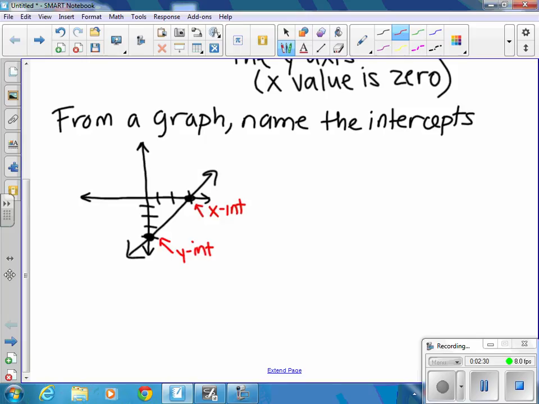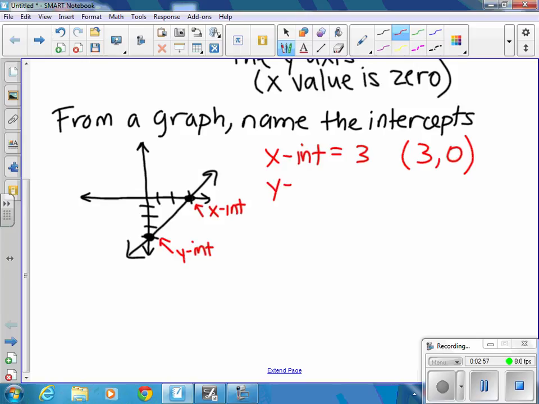Now, when a set of directions or a problem asks you to identify the x and the y-intercept, you do have to write them in one of two ways. You can write x-int equals the number that it is. Because this x-intercept is at 3, the x-intercept is 3. The other way that you can write it is through an ordered pair. Every point has an ordered pair, so the point of that dot on the x-axis would be (3, 0). And notice that the 0 is in the place of the y.